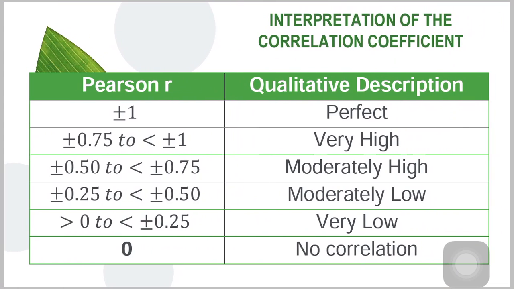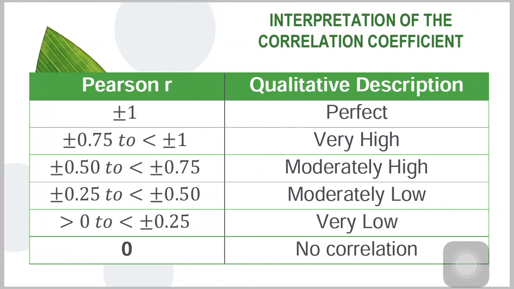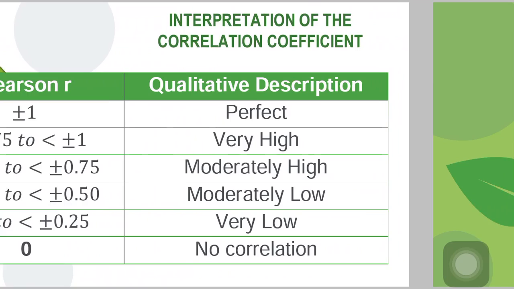Now we interpret it. Here is the given interpretation. And based on the computed R, that's 0.90, that's positive. So we say it's positive, and the strength of the relationship is very high.